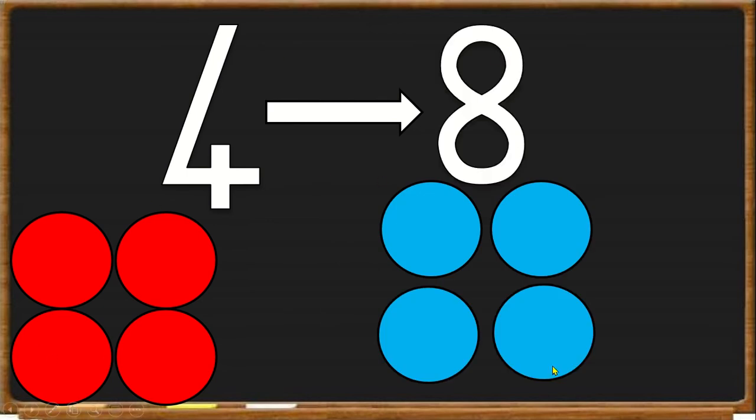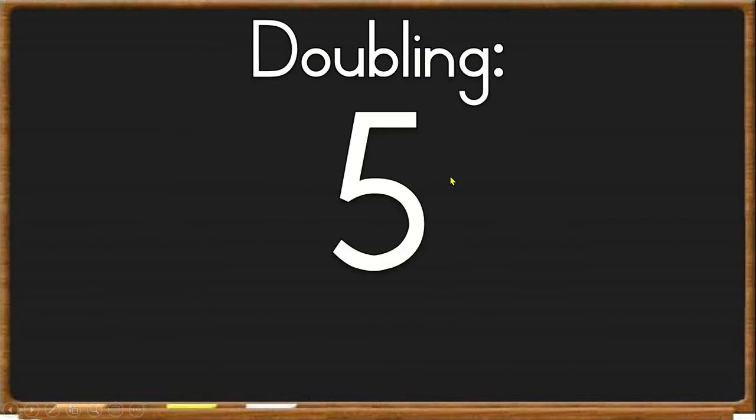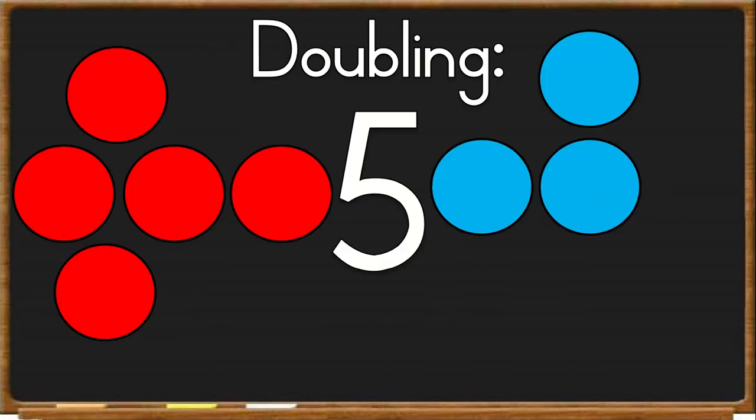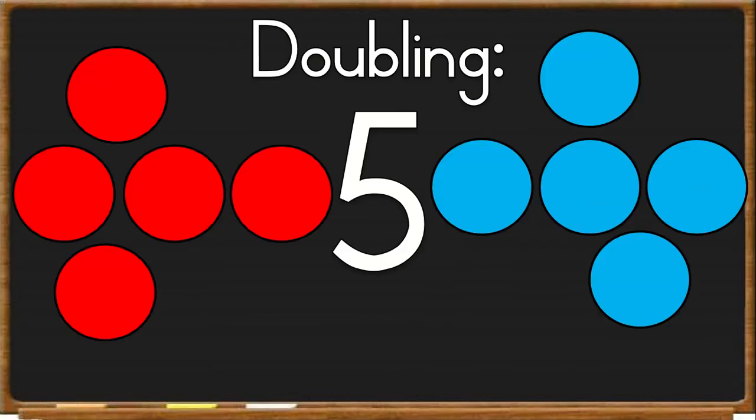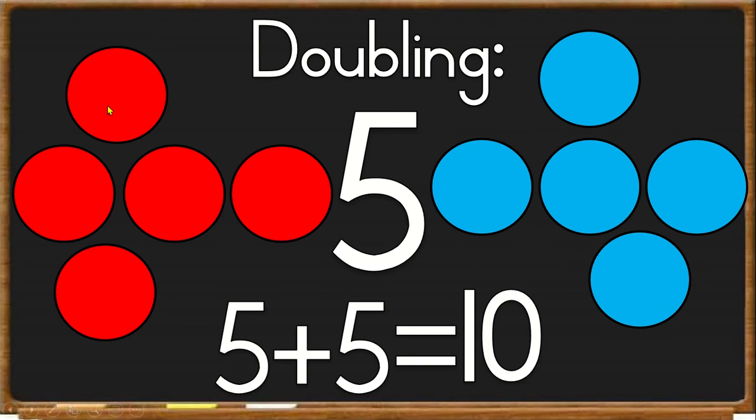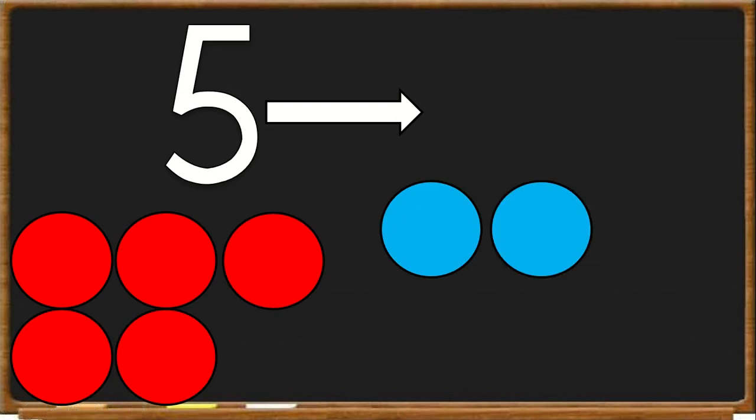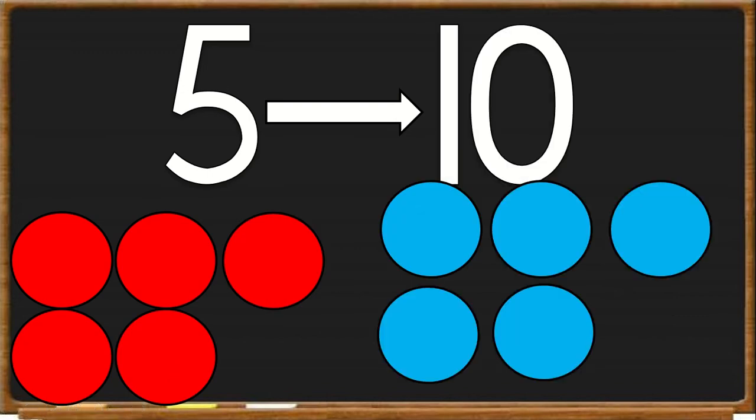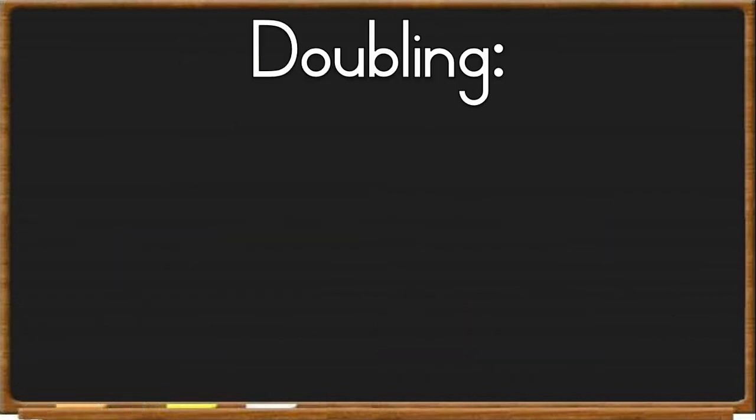So what I do on one side, I do on the other. Now let's look at 5. So 5 on the left, 5 on the right. 5 plus 5 equals 1, 2, 3, 4, 5, 6, 7, 8, 9, 10. So 5 plus 5 equals 10. So double 5 is 10.